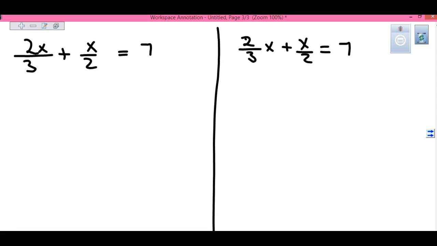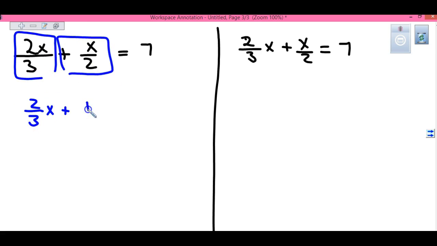So we can answer this by combining our like terms. This means 2/3 x plus 1/2 x is equal to 7. In order to add our fractions, we need a common denominator. What would be the common denominator here?